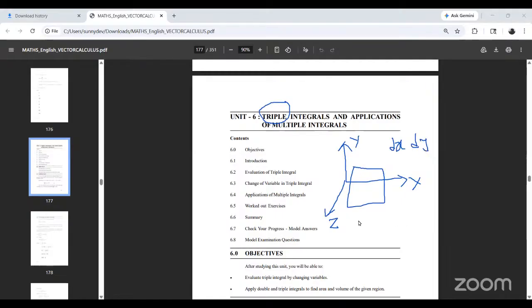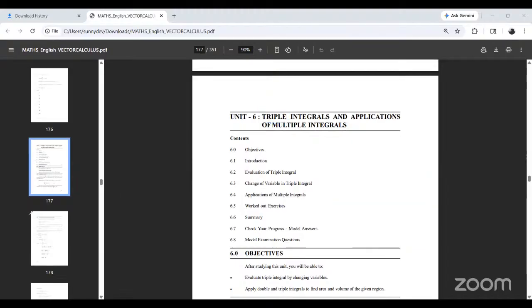Okay, so now in the triple integration, we have to write dx, dy, and next dz. So that's what we are writing here. This is nothing but dV. And this is dA, area: dx dy. And this is dx dy dz, that is dV. Okay, so this is a triple integration.